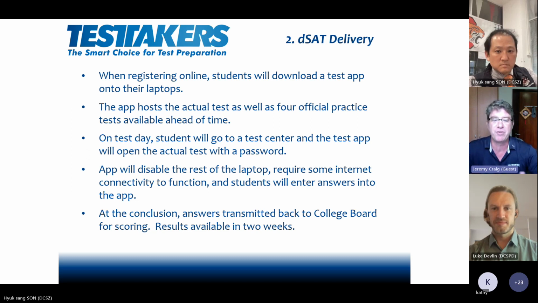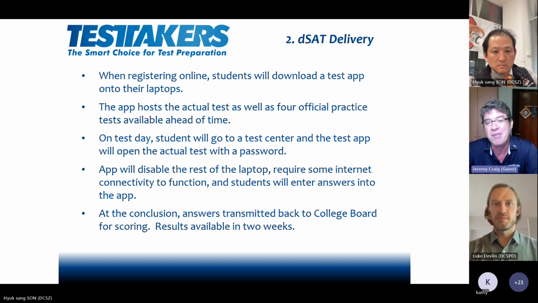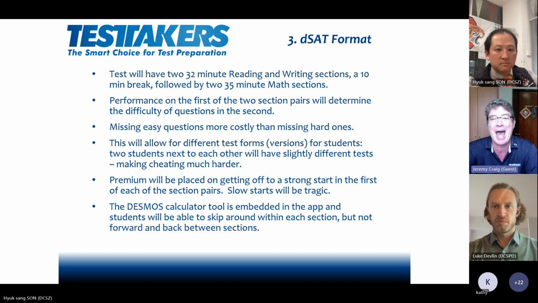Now, test format: 2 reading writing sections, 10-minute break, 2 math sections, very familiar, okay? Performance on the first of the 2 section pairs determines which second section the students will get. The sections are now called modules. That's the word that we have for them. So it's imperative for students who want to score well that they do very, very well on the first module to get into that second module. And only by scoring well in the second module can students score over 600 or so. If you do poorly on the first module, your score is effectively capped in the high 500s. I have a little graphic to talk about that later.